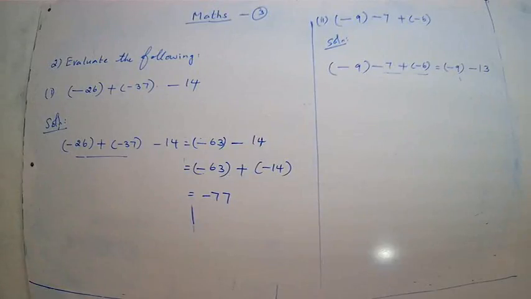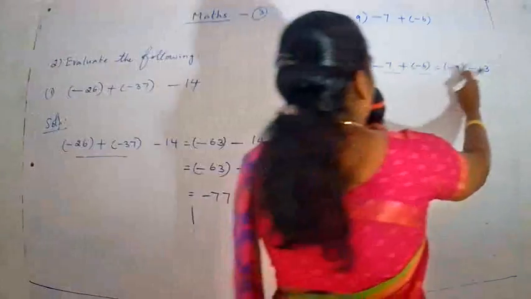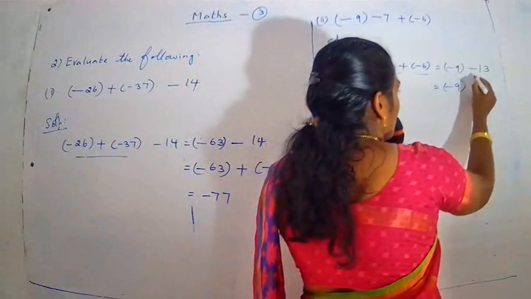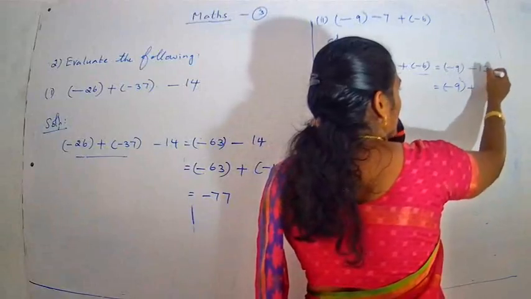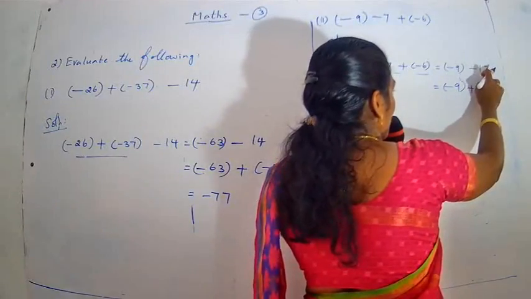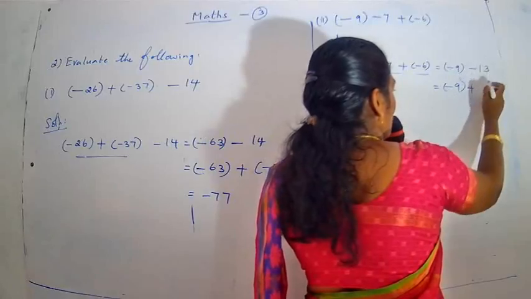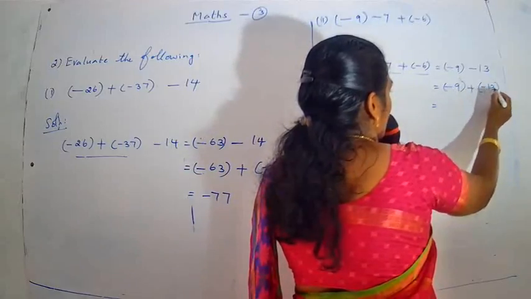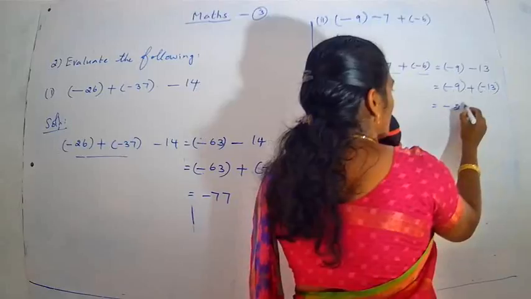Minus 7 and minus 6 having same sign. Yes or no? That's why we add the absolute values. So 7 plus 6, 13. Your sign is minus. So your answer is minus 13. Now minus 9 minus 13. So minus 9, you change minus into plus. So that's why we take the additive inverse of 13. What is the additive inverse of 13? Minus 13. So your answer: minus 9 minus 13 is equal to minus 22.